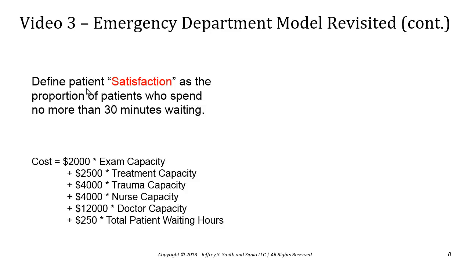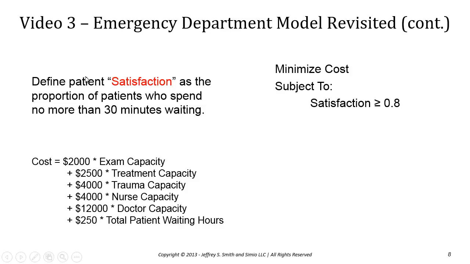And so what we want to do in this video is look at a resource allocation optimization, and our goal is to minimize the cost defined here by our cost function, subject to a set of constraints. First being that we want the satisfaction to be greater than or equal to 0.8. So we want 80% of the patients to be satisfied based on our definition here.